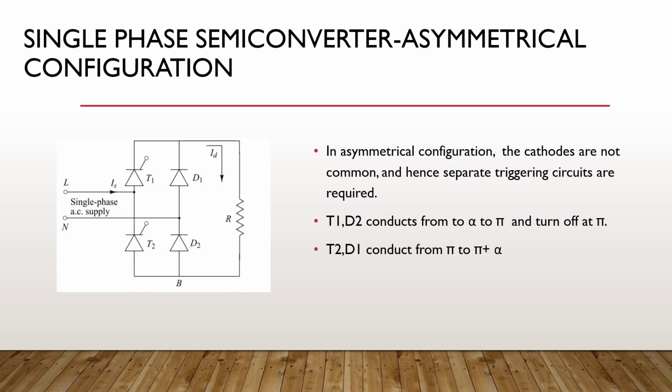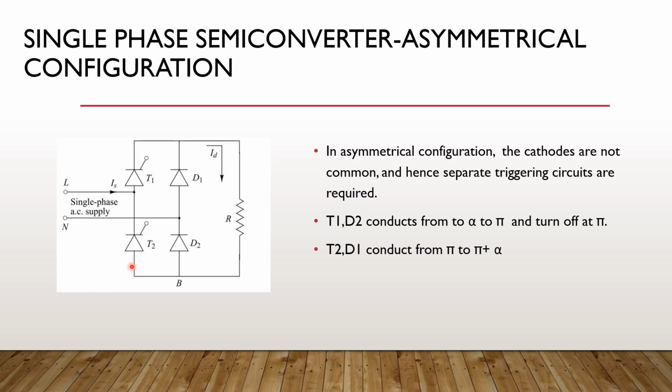Okay, so we saw the semi-converter with symmetrical configuration. Now this is an asymmetrical configuration. Asymmetrical configuration is not commonly used because, like we said, asymmetrical configuration is when T1 and T2 are on the same arm of the bridge. D1 and D2 are on the second arm of the bridge, right? So the problem is that T1 and T2 cathodes are not common. So gating, or giving gate pulses, becomes difficult and complicated.